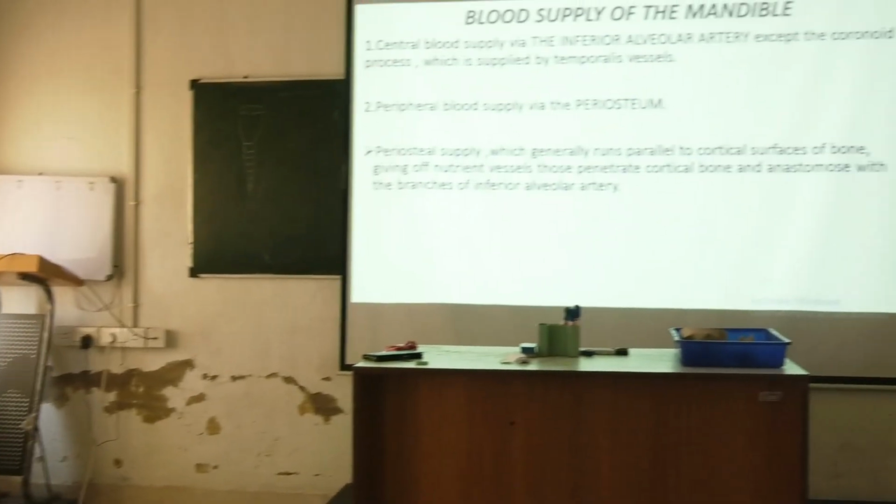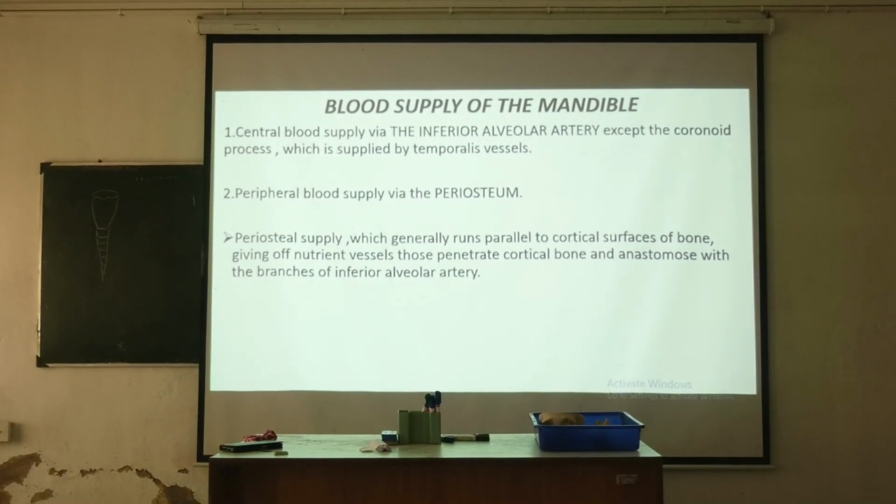Next, go to the blood supply of the mandible. Central blood supply is via the inferior alveolar artery, except the coronoid process, which is supplied by the temporalis vessels. Peripheral blood supply is via the periosteum. Periosteal supply generally runs parallel to the cortical surfaces of the bone, giving off nutrient vessels, and those penetrate the cortical bone and anastomose with the branches of the inferior alveolar artery. Okay, so the internal aspect is supplied by the inferior alveolar artery, and the outer aspect by the periosteal vessels.